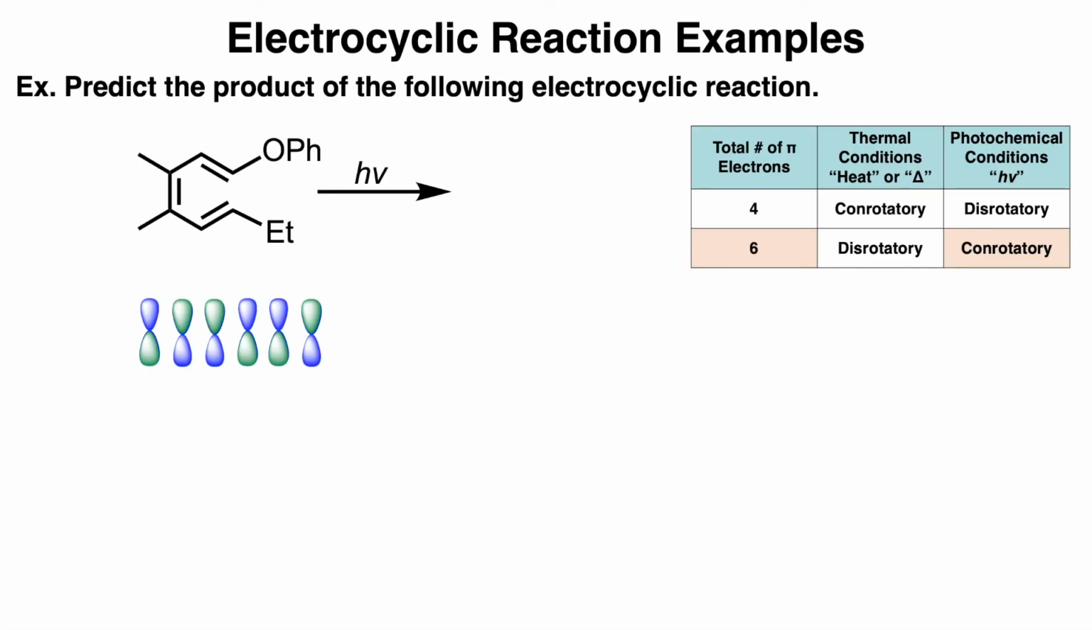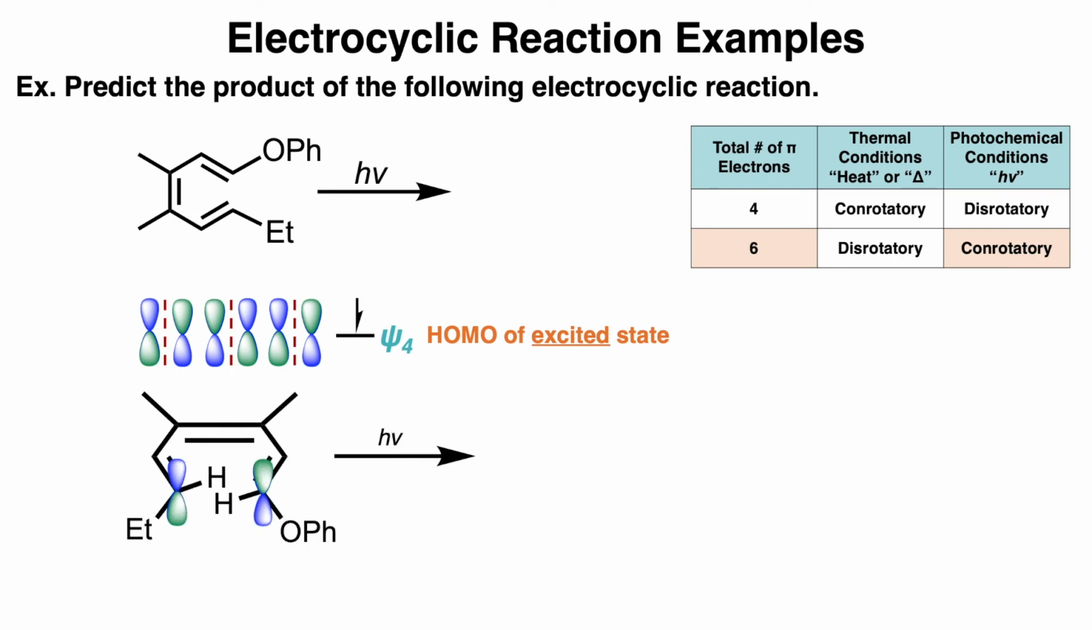Now let's do an example. Predict the product of the following electrocyclic reaction. The starting reactant contains 6 pi electrons and is reacting in light, so we expect a conrotatory rotation of the terminal orbitals. Remember that electrocyclic reactions only focus on the HOMO, and since this reaction is in light, one electron gets excited to a higher energy MO, which means that the wave number 4 is our new HOMO of the excited state. But like we discussed previously, we only need to look at the terminal orbitals of the HOMO, since these are the ones that are making the sigma bond.